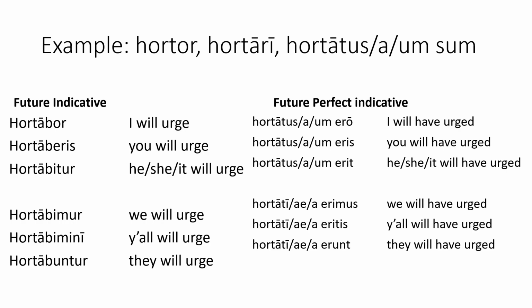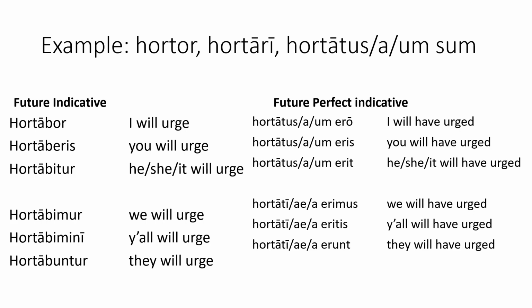Since there is no future subjunctive, both the conjugations we will be looking at on this slide are indicative, the future indicative and the future perfect indicative. The future indicative is conjugated as follows: hortabor in the first person singular, hortaberis in the second person singular, hortabitor in the third person singular, hortabimor in the first person plural, hortabimini in the second person plural, and hortabuntor in the third person plural. Remember that the third, AO, and fourth conjugations do not use the be endings for the future, but instead are, eris, ator, amor, amini, and entor.